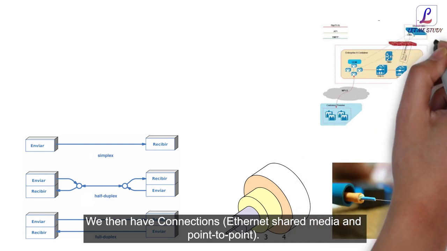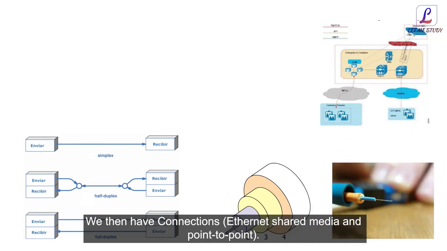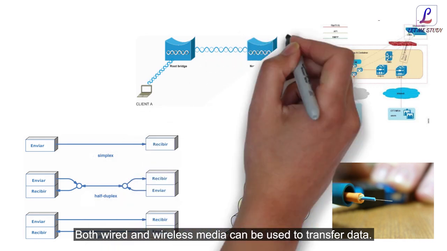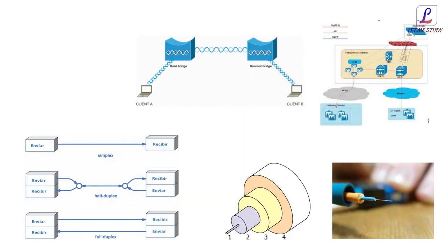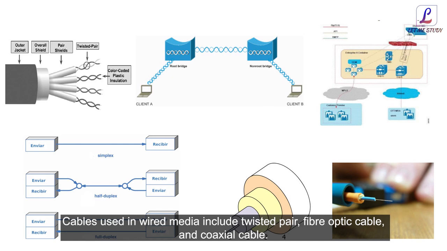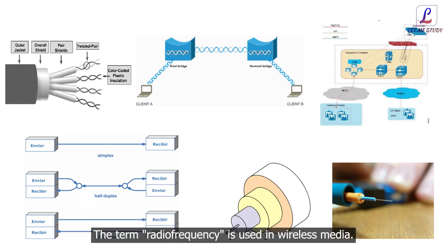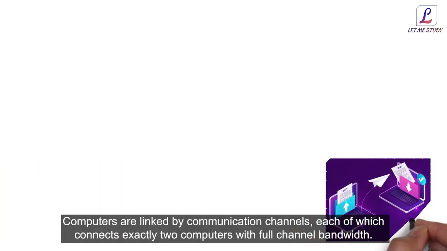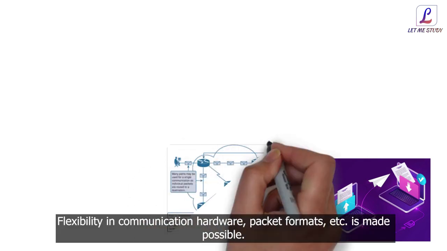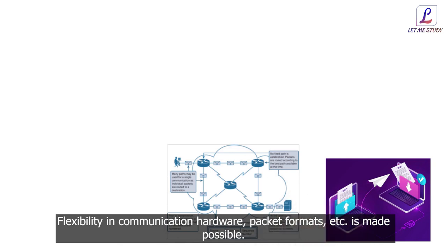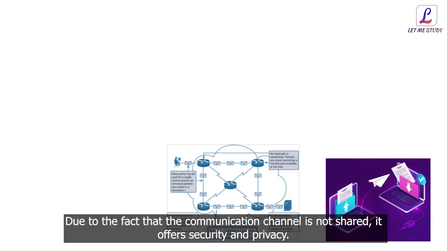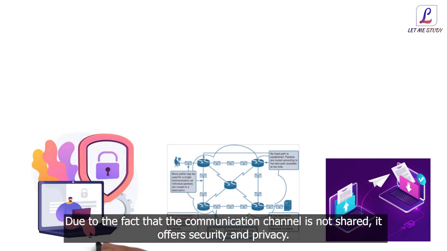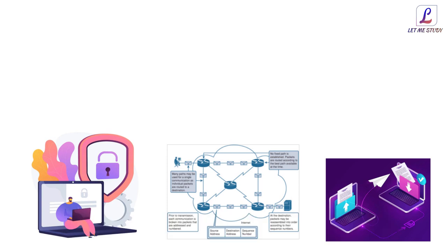We then have connections, Ethernet shared media and point-to-point. Both wired and wireless media can be used to transfer data. Cables used in wired media include twisted pair, fiber optic cable, and coaxial cable. The term radio frequency is used in wireless media. In point-to-point connections, computers are linked by communication channels, each of which connects exactly two computers with full channel bandwidth. Flexibility in communication hardware, packet formats, etc. is made possible. Due to the fact that the communication channel is not shared, it offers security and privacy.